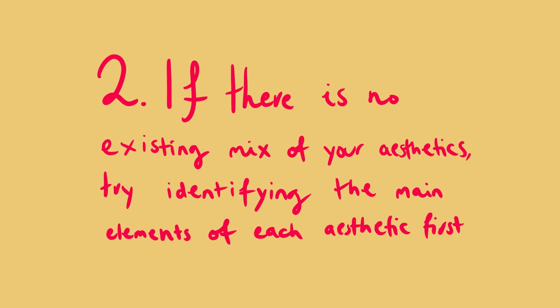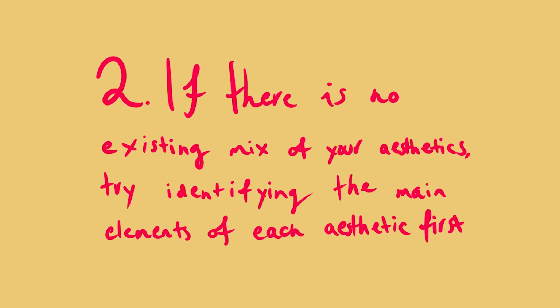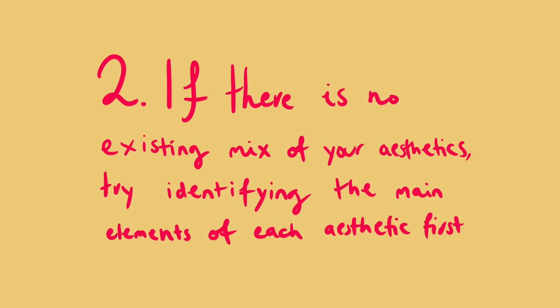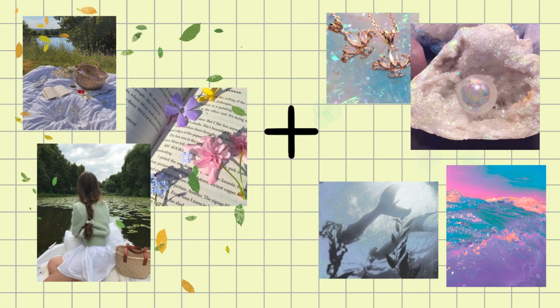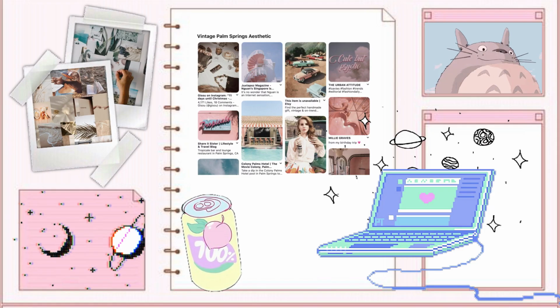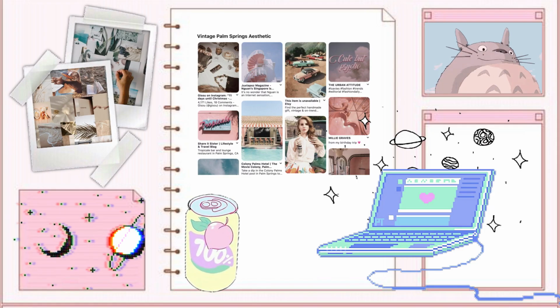2. If there is no existing mix of your aesthetics, try identifying the main elements of each aesthetic first. As a general example, I will be using cottagecore and mermaidcore for this video. You can pick and choose elements of each aesthetic that you like the most and find a balance on how to style them. If you're having any trouble doing so, try creating a visual mood board of each aesthetic first, and then create a mood board where you add elements of both aesthetics and see what looks good for you. You can do this on Pinterest or on your computer, whatever's easiest.